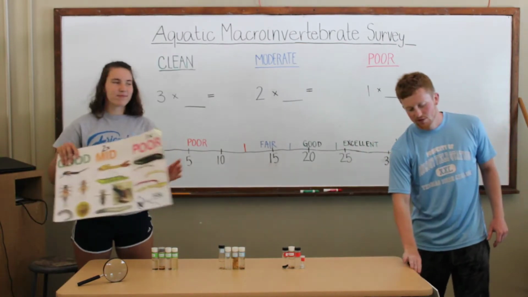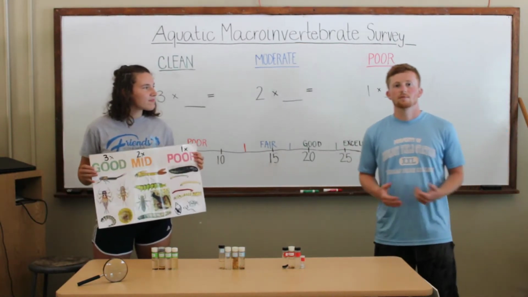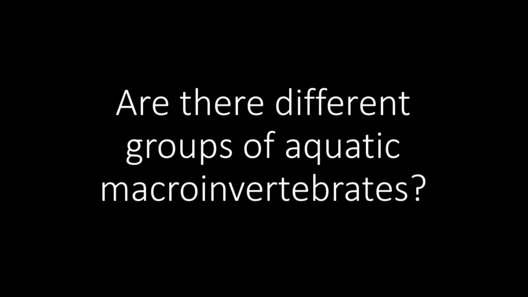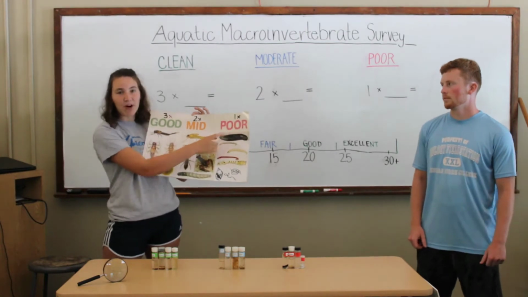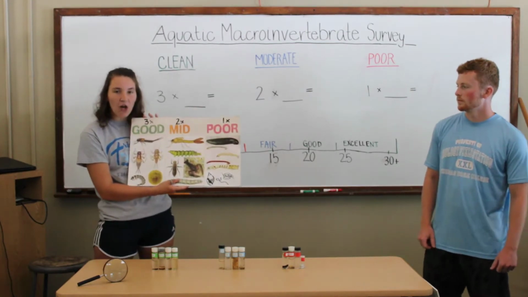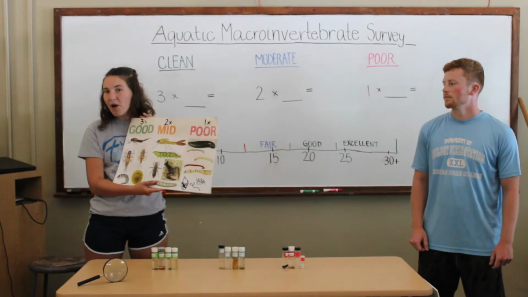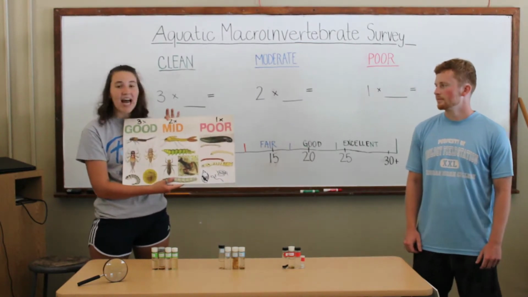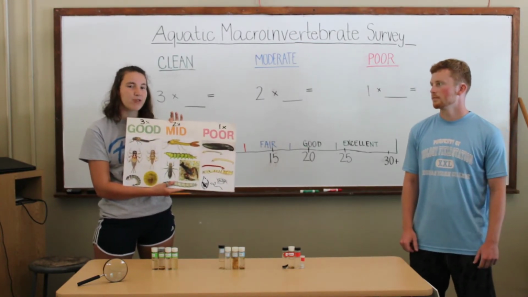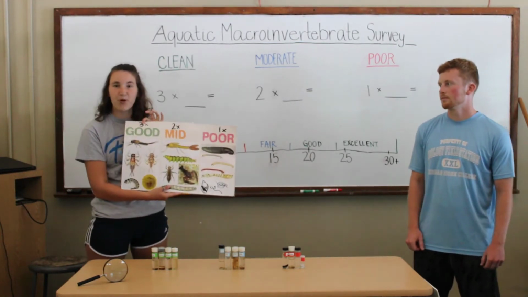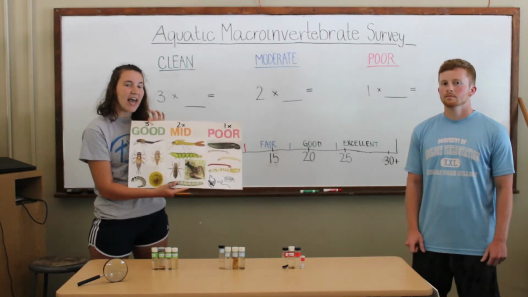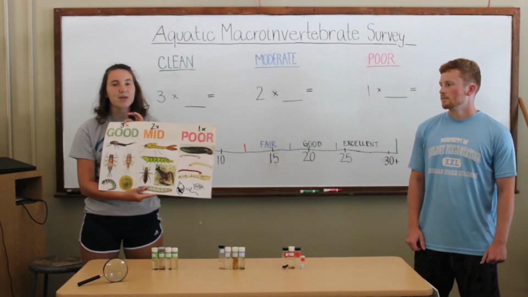These organisms can be used as bioindicator species, which means that they can be used to determine the health of a stream. They're divided into three groups: the good group, mid, and poor. The poor group has a higher tolerance to pollution and can live in high quality water or poor quality water. The mid has a lower tolerance to pollution and requires a healthier stream in order to survive. The good group requires the healthiest water quality, and therefore, if they're found in a stream, we can determine that the stream is healthy.